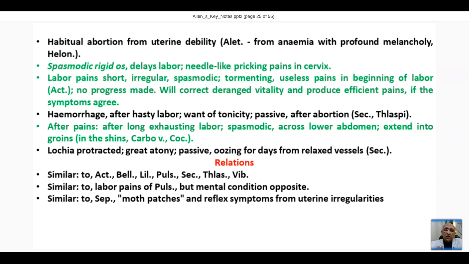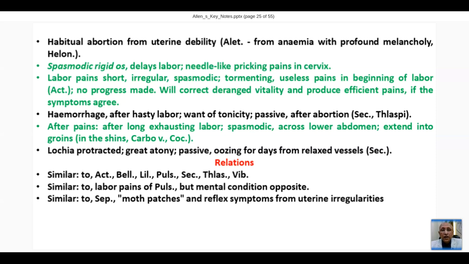In allopathy, they give ergometrine, Epidosin, but what does it cause? It is a smooth muscle relaxant, but at the same time the muscles of the uterus also a number of times become weak, and postpartum hemorrhage is quite common after giving a lot of Epidosin. But here, spasmodic rigid os delays labor, needle-like pricking pains in the cervix. See, a very clear-cut idea he is giving over there. Labor pains, how are the labor pains? Labor pains are short, they are irregular, they are spasmodic, they are tormenting, troubling a person a lot. Useless pains in the beginning of labor.